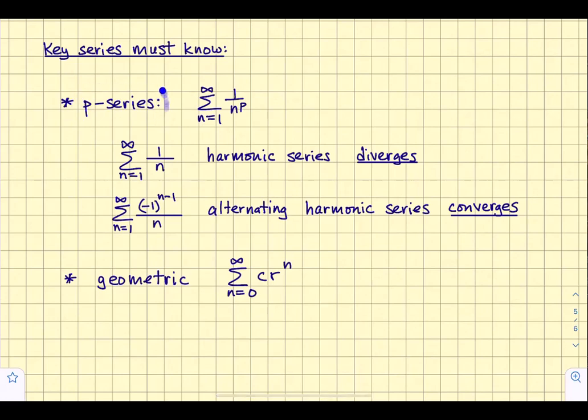The P series are a famous batch of series that, remember, they look like this. And you can go and look back at the notes. P series converge when P is greater than 1 and diverge when P is less than or equal to 1. Two famous P series, or they come from P series, is when P equals 1. You get the harmonic series. This is a classical series that diverges. And then similar, but it's not exactly in this form, this is an alternating harmonic series. The alternating harmonic series converges. So these are two very, very important P series to keep in mind.